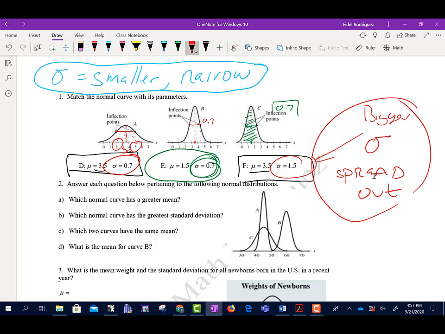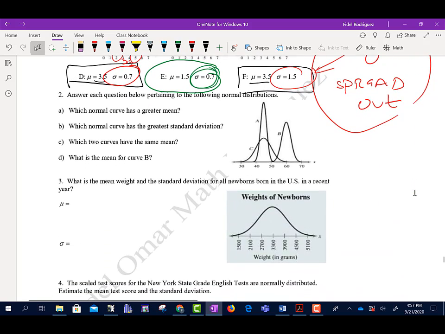All right. So now let's take a look at number 2. Number 2 says, answer each question below pertaining to the normal distributions. Part A says, which normal curve has the greater mean? The bigger mu is going to be the line of symmetry. So wouldn't graph B be this one here? So we'll say graph B for the first part.